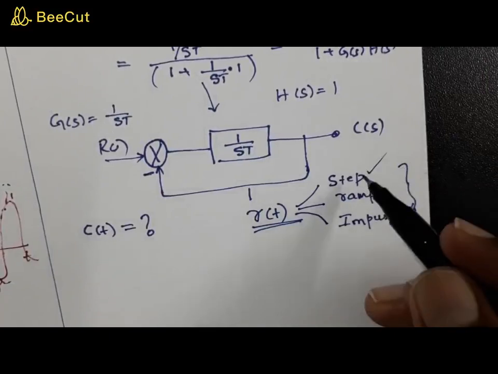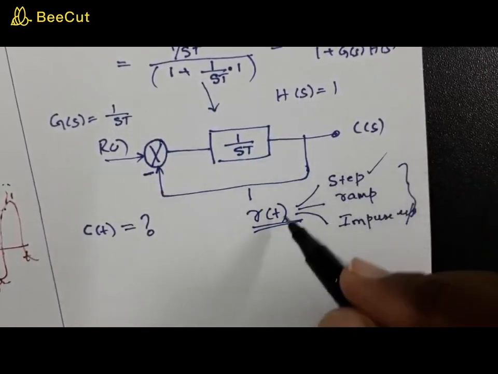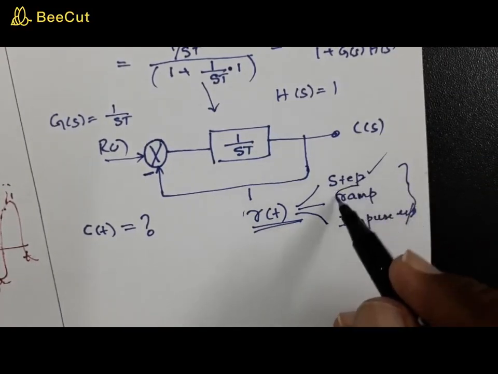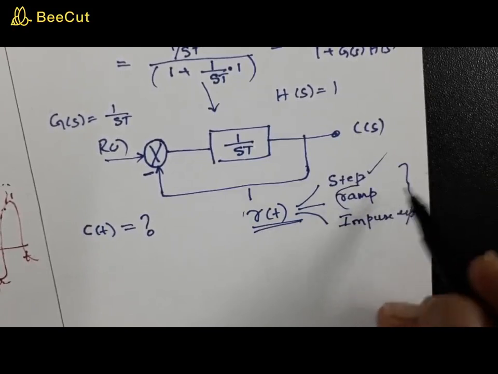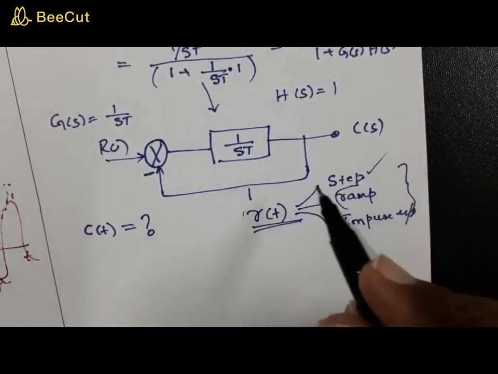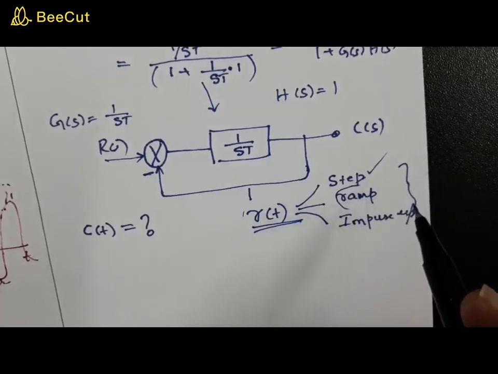When you give the step input, the c(t) resulting from that r(t) we will call the step response. When you give the ramp input, we will call that a ramp response. And when you give the impulse as the input to that system, you will call that an impulse response.